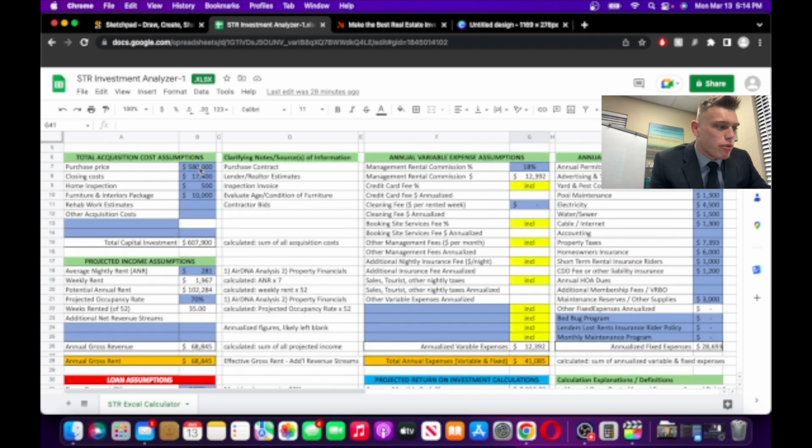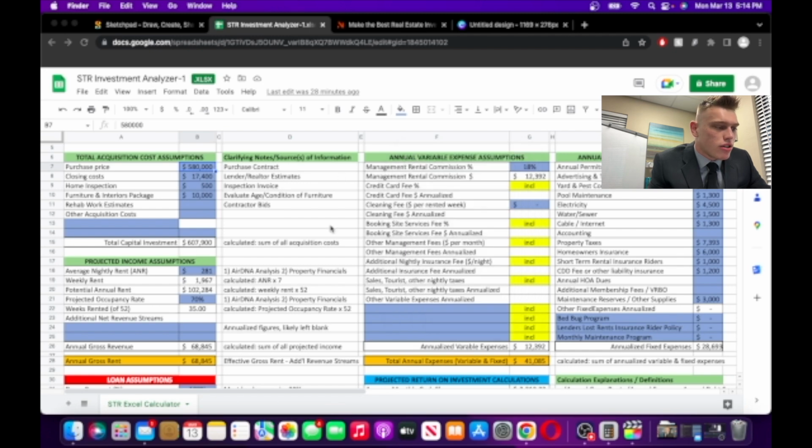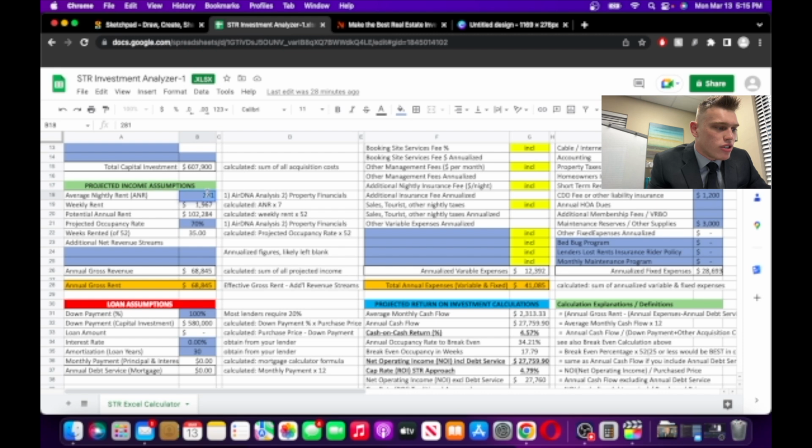We're going to put in a purchase price of $580,000. We need about 3% for closing costs, so $580,000 minus 3%, that gives us $17,400 closing costs, a $500 home inspection, as well as $10,000 of furniture, puts us at a total capital investment of $607,900. We're going to plug in the average nightly rent amount of $281.